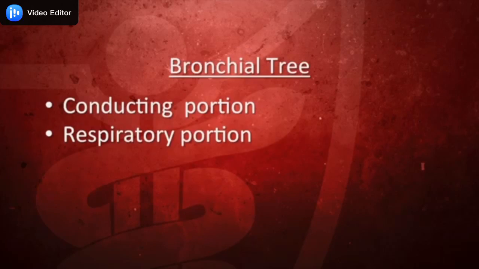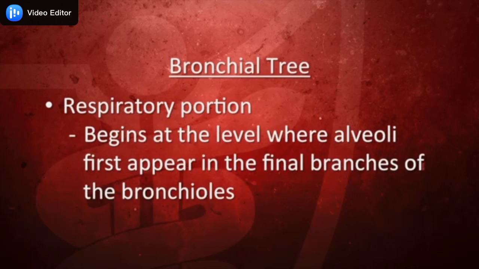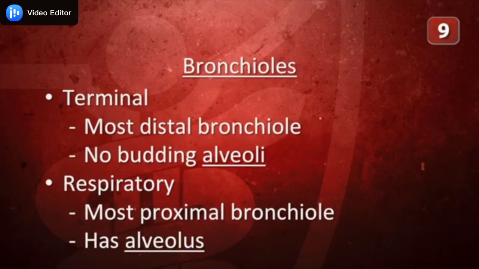The definition of a terminal bronchiole requires some additional descriptive information about the bronchial tree. The bronchial tree, or airway, is divided into a conducting portion and a respiratory portion. The conducting portion is made up of divisions of the bronchial tree that bring air into the respiratory portion. The respiratory portion begins at the level where the alveoli first appear in the final branches of the bronchioles. The most distal bronchiole that has no alveoli budding from it is the terminal bronchiole.